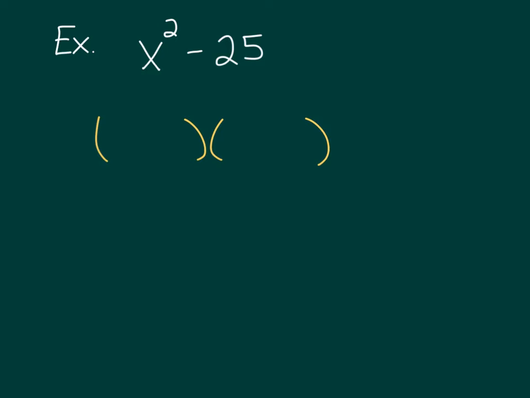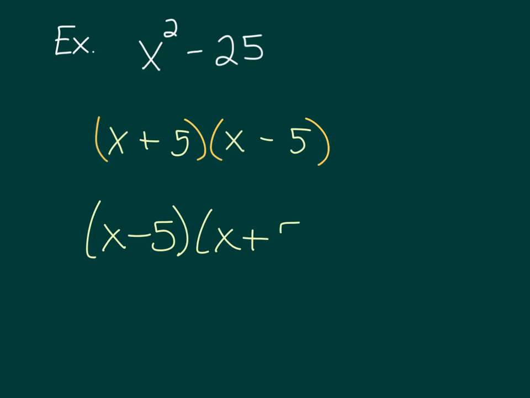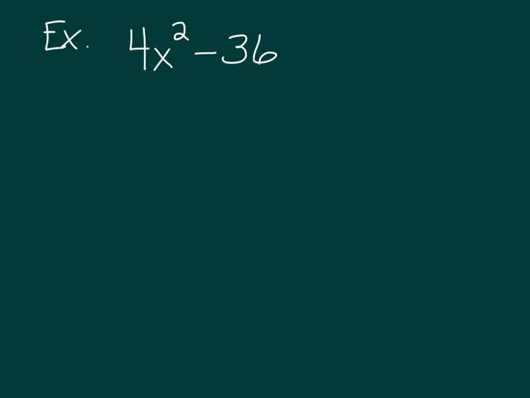So the square root of x squared is simply x. So I put x in the first position of both of them. The square root of 25 is 5. So I put a 5 here. And then like I said, one gets a plus, one gets a minus. It doesn't matter which side you put the plus, which side you put the minus. But that's because it could also be x minus 5 times x plus 5. Those are the exact same thing, okay? All right, now we're getting a little more tricky. Same rule applies though, okay?